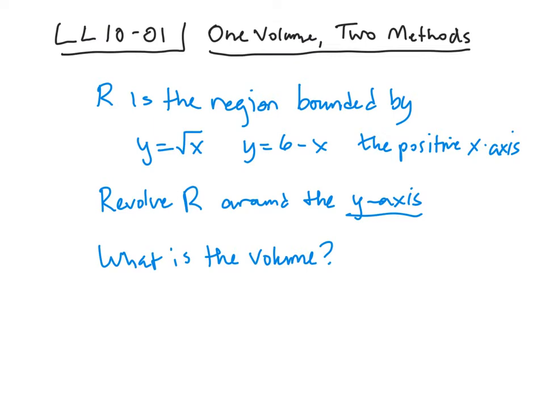So in this video I am going to take the problem that you see here in blue, which is I've given you a region bounded by three things: the graph of y equals the square root of x, the graph of the line y equals 6 minus x, and the positive x-axis. So R is that region. We're going to revolve that around the y-axis to create a solid and ask what is the volume of that solid, and we're going to solve this in two different ways.